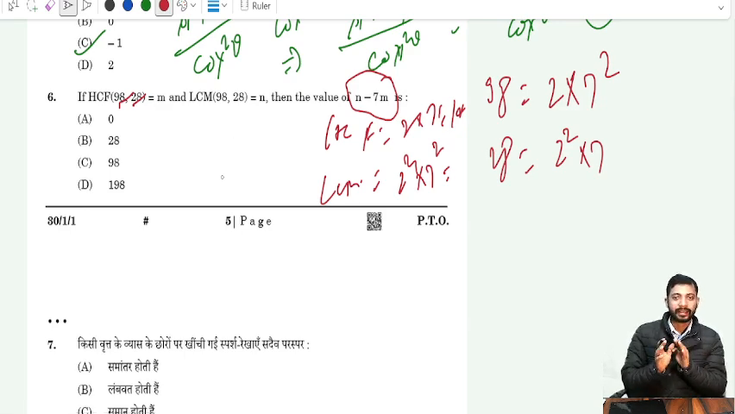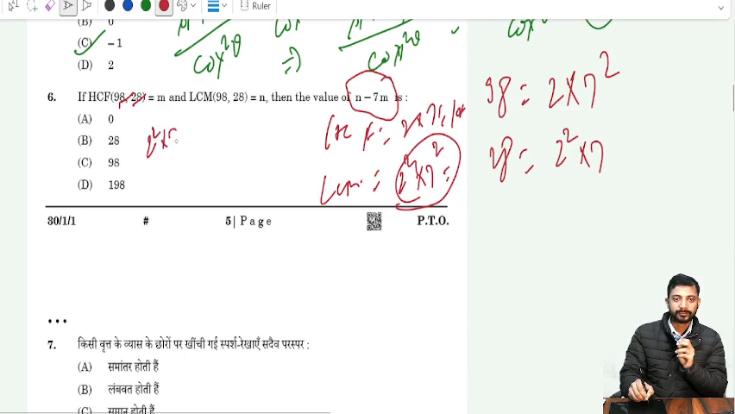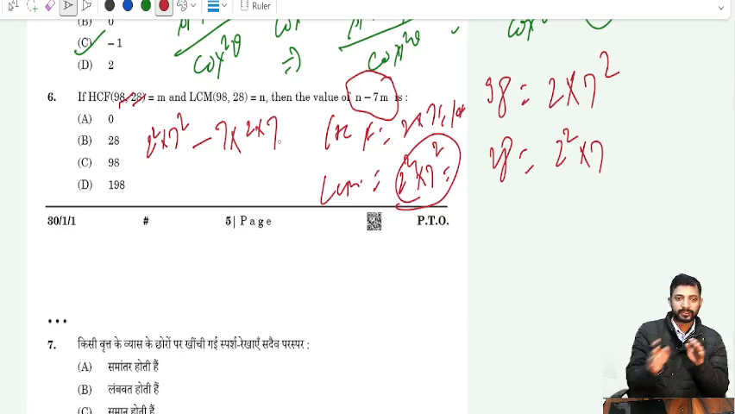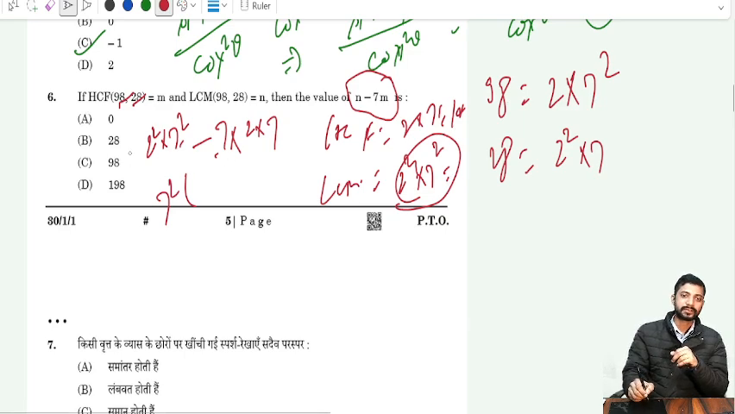What is N? N is the LCM. LCM is 2 square into 7 square minus 7M. The value of M is 2 into 7. So here you can see 7 square is common in both. That's why I said you can either multiply or skip, because the calculation will be easy. Here 7 square is common, 2 is also common, so this gives you 2 common, and it all has common, so minus 1. 2 minus 1 gives you 1.